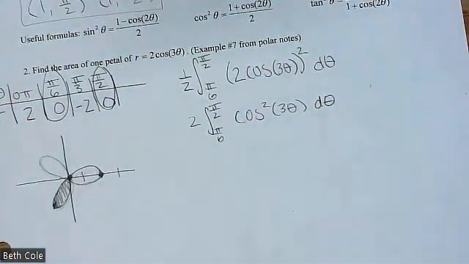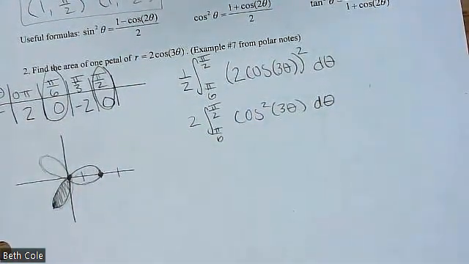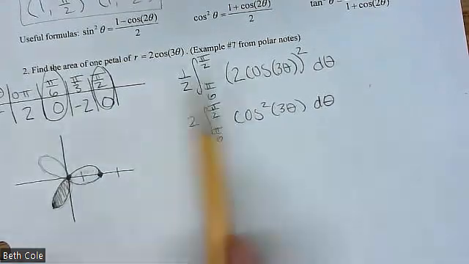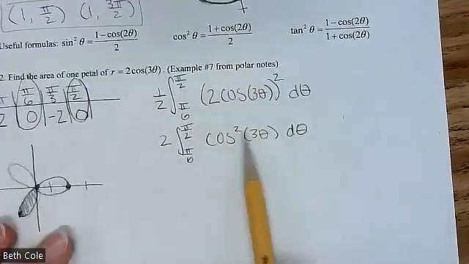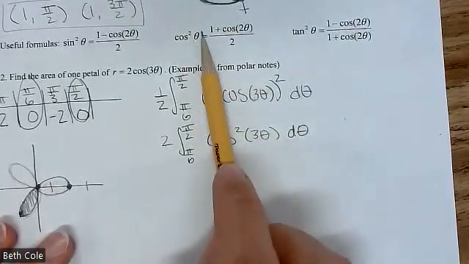Do you know how I've harped on you guys about u substitution? And we've done a zillion u substitution problems. It's not going to work here because when you do a u substitution, whatever the derivative of u is has to be in the problem. You have to be able to find that somewhere. That's not going to happen here. That's why I gave you these useful formulas up here. Do you see how this is cosine squared? Here we have a cosine squared.